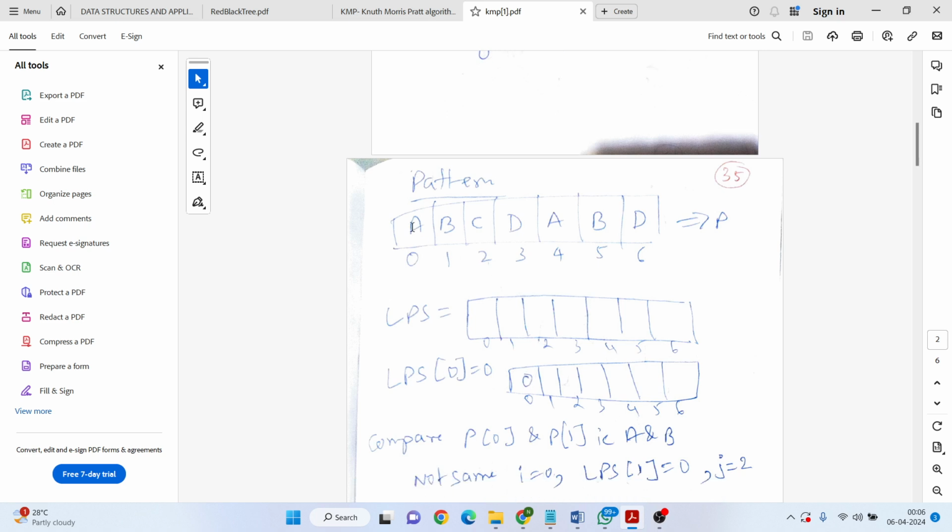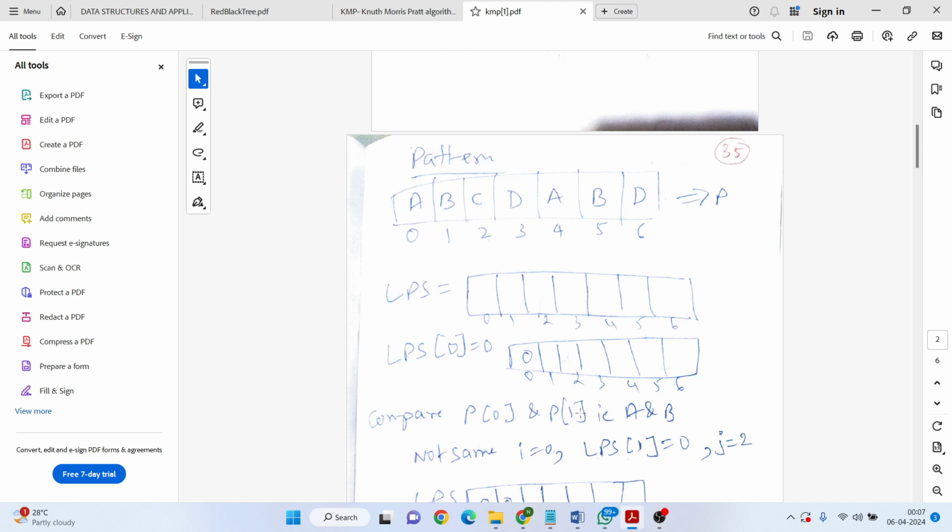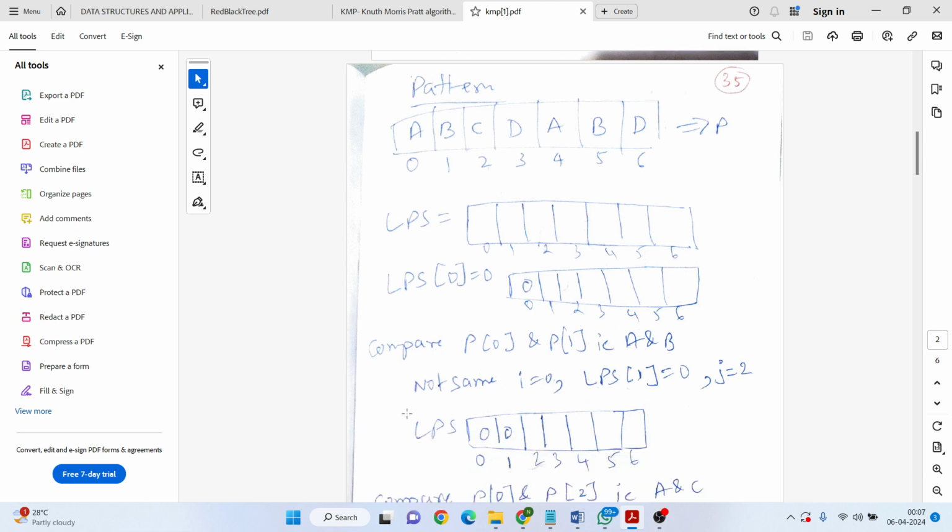Now the first character and the second character you have to compare. Are they same? A and B are not same. Now you have to check the value of i. i value is still 0. So in this place you have to enter 0 and increment the value of j. Now j becomes 2. Earlier it was 1, now it is 2. This is the status of the LPS after comparing the first and second character.